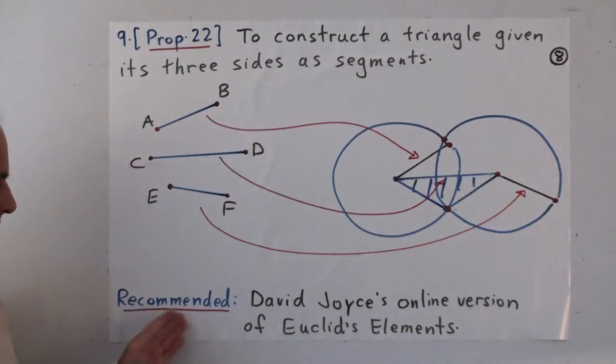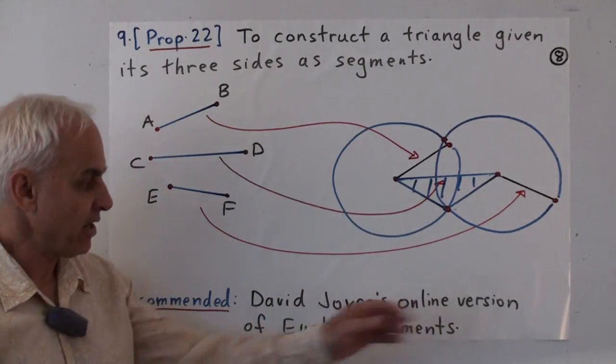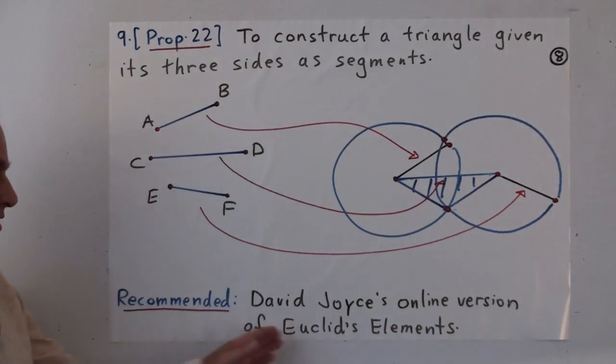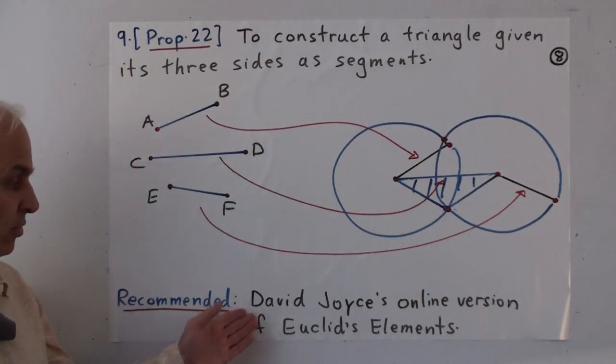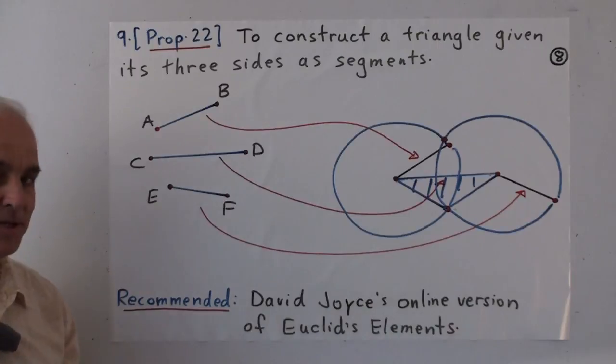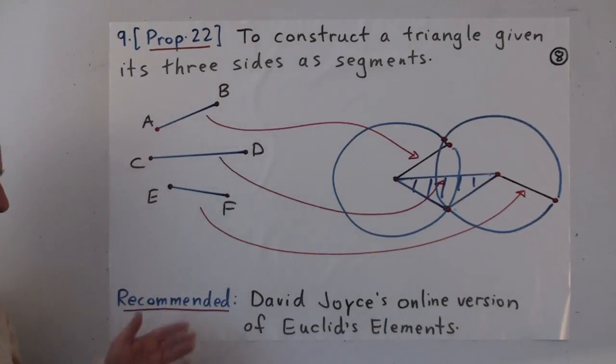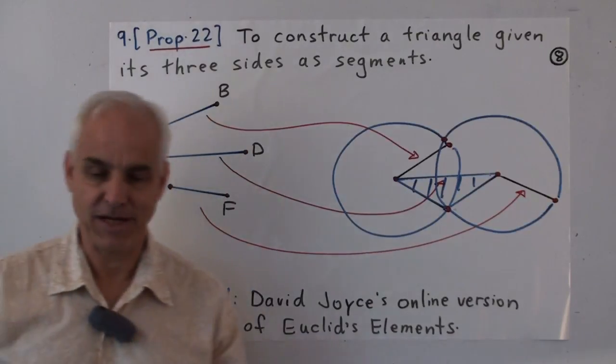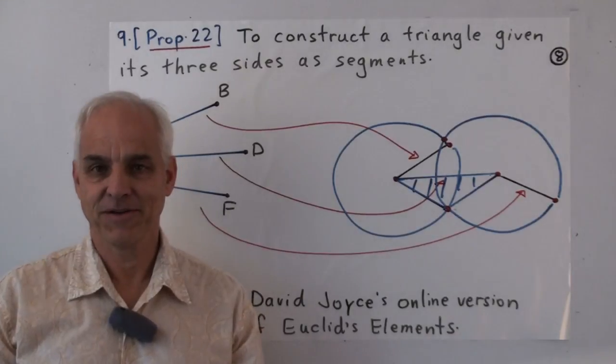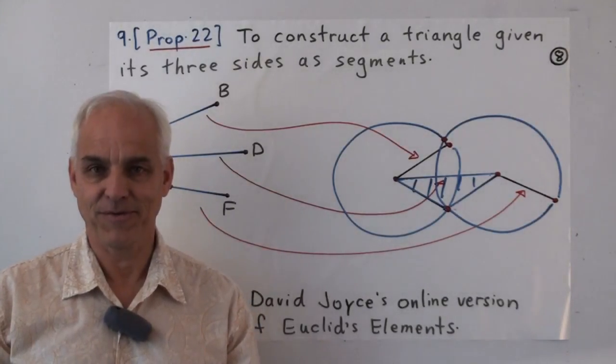A good place to do that is David Joyce's online version of Euclid's Elements. If you Google David Joyce and Euclid's Elements, you will come to his site, and it's a very nice place where you can read all of what's in Euclid.